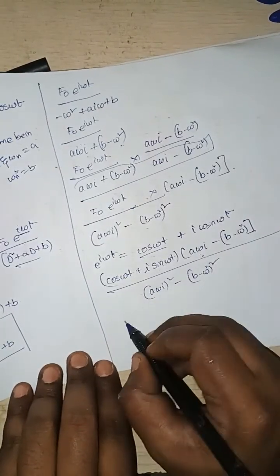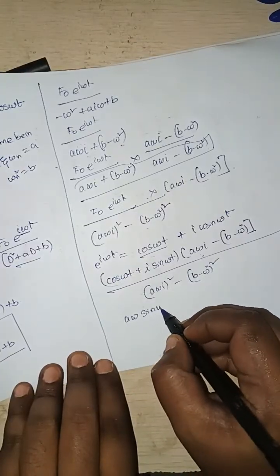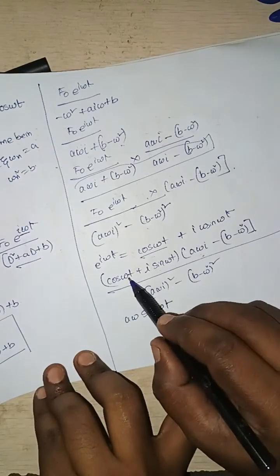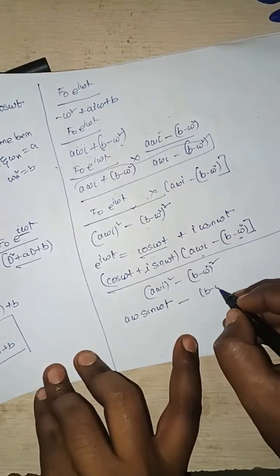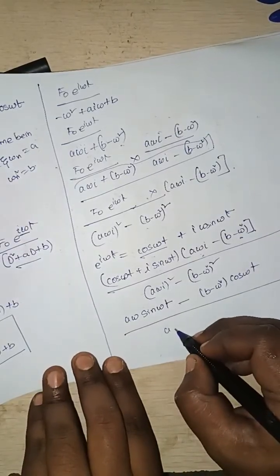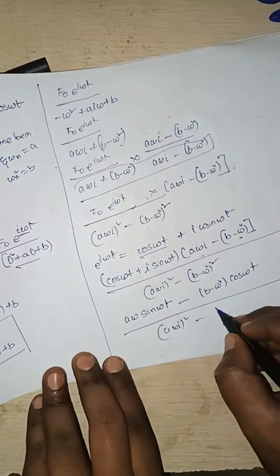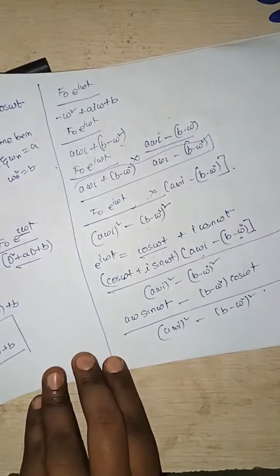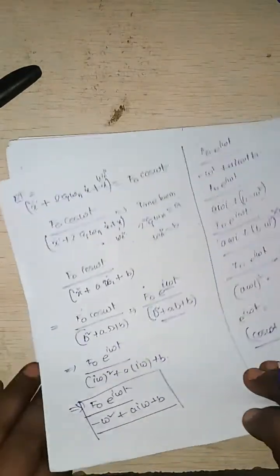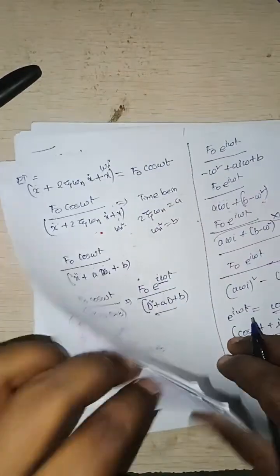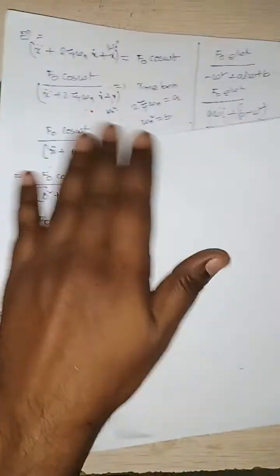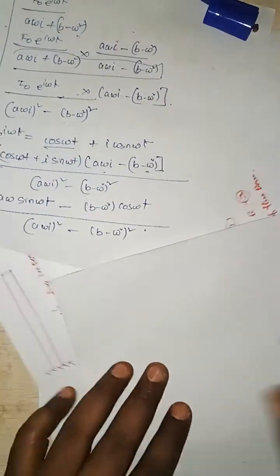So this multiplied by this, we get a omega sin omega t, and this multiplied by this, we get (b minus omega square) cos omega t divided by (a omega i) whole square minus (b minus omega square). Now further, we can solve this further.